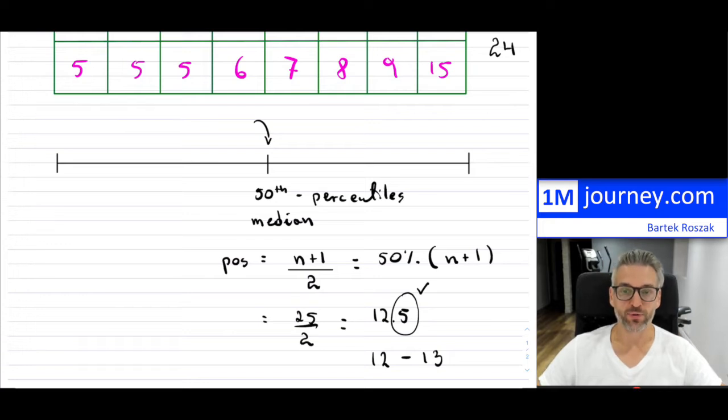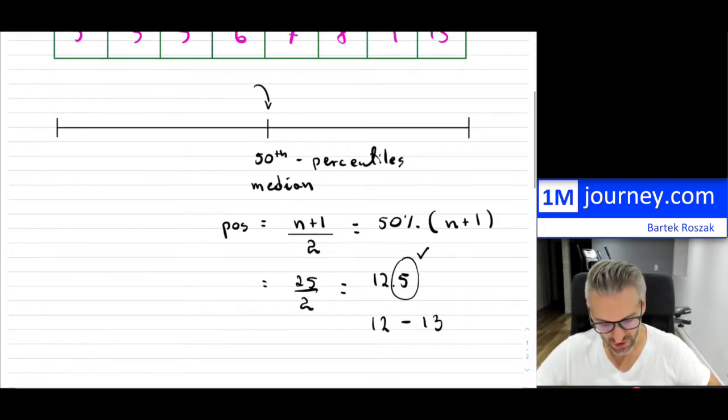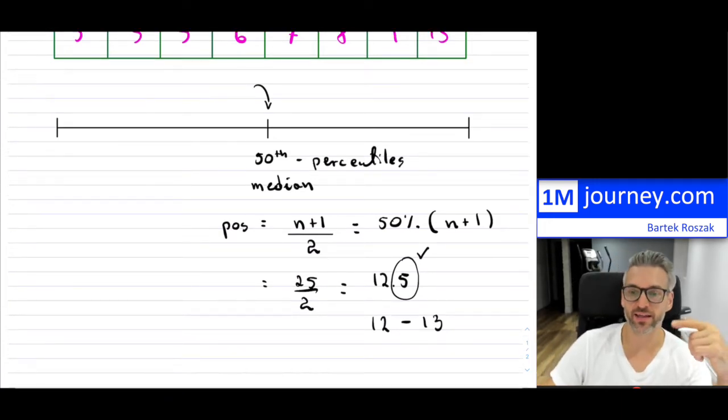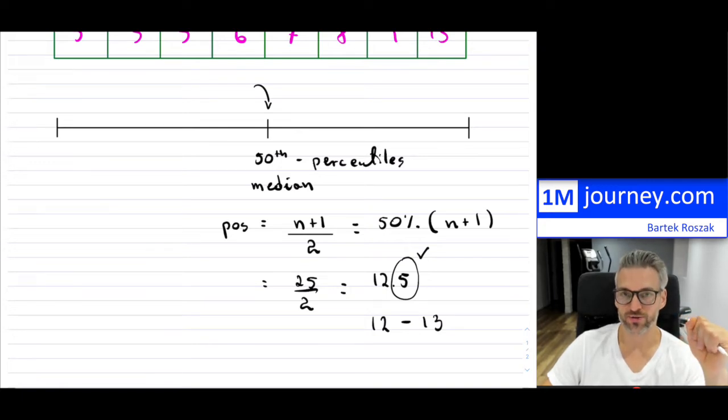But a lot of people think in terms of 50th percentile, it means the 50th interval that you have within. And I'll come back to that in just a moment. So now the next thing, after studying the median, I also did a video on quartiles.